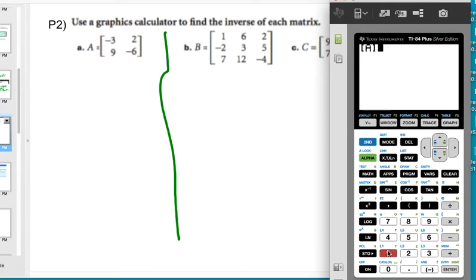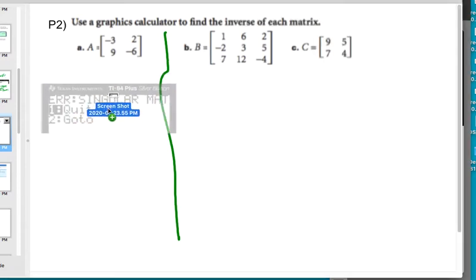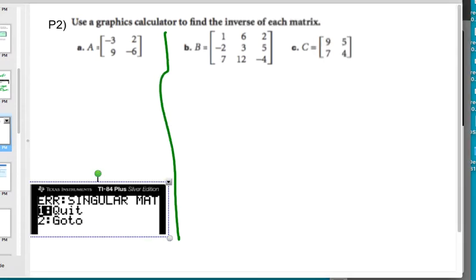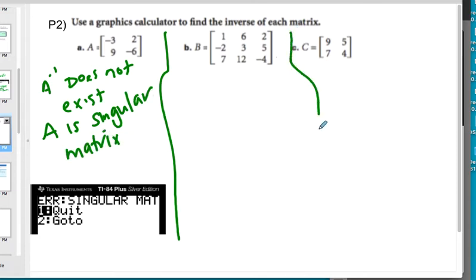Matrix, I want A inverse, and I hit enter, and notice I get that error singular matrix, right? So I'm not actually going to screenshot it. I'm just going to drag the one I had from before in, right? So A inverse does not exist. A is a singular matrix, which just is a fancy way to say has no inverse, okay? Let's go ahead and find B and C.